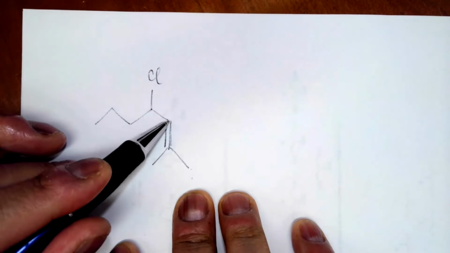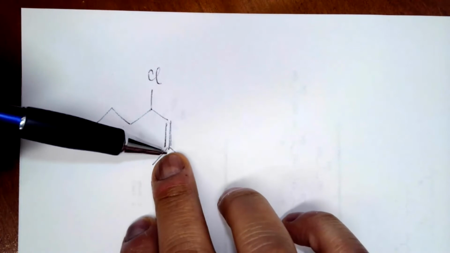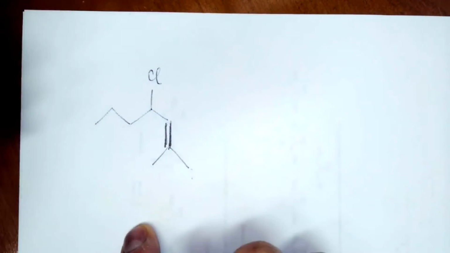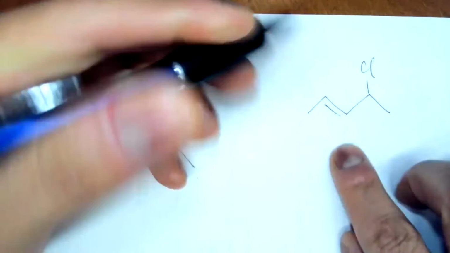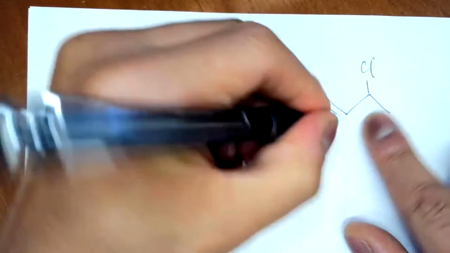1, 2, 3, 4, 5, double bond. 1, 2, double bond. Okay, now who gets priority, the double bond or the substituent? Double bond, of course. Double bond has more priority. What if I have a tie? For example, here I have a double bond and here I have a Cl. 1, 2, double bond. 1, 2, substituent. Which one wins? Of course, the double bond wins.